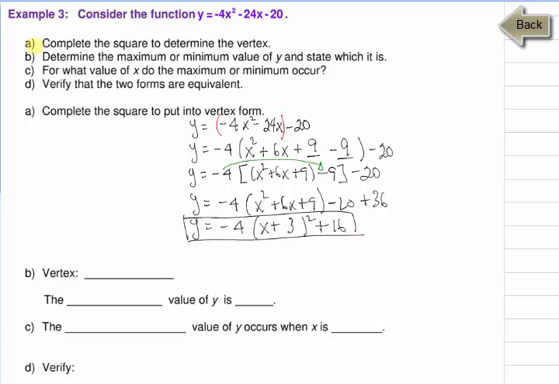Okay, so A, complete the square to determine the vertex. So we've completed the square. The vertex is, your p-value is -3. Remember, opposite of the number inside the bracket, so -3. And keep Q the same, so positive 16. We know that because A is -4 and it's a negative number, that we have a parabola that opens down, and because it opens down we have a maximum, and the maximum value of y is our y coordinate on our vertex. Okay, so it's 16, so that's what we're going to put here.